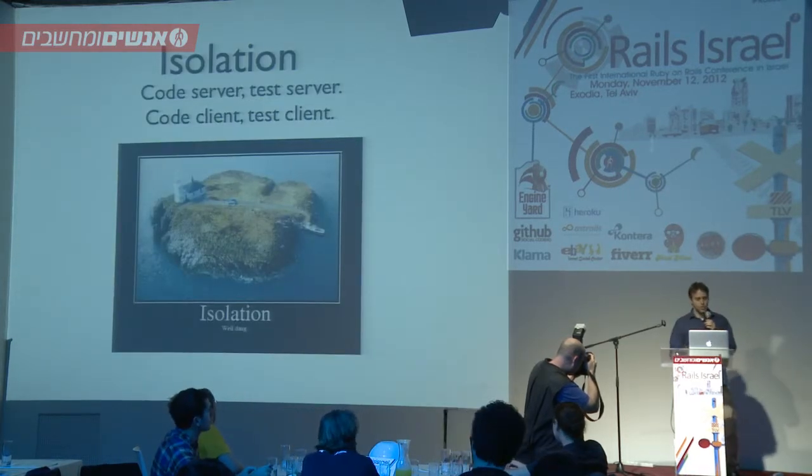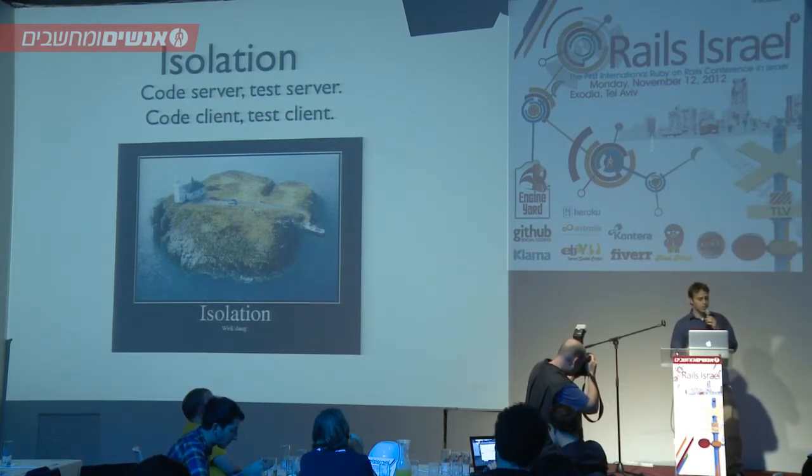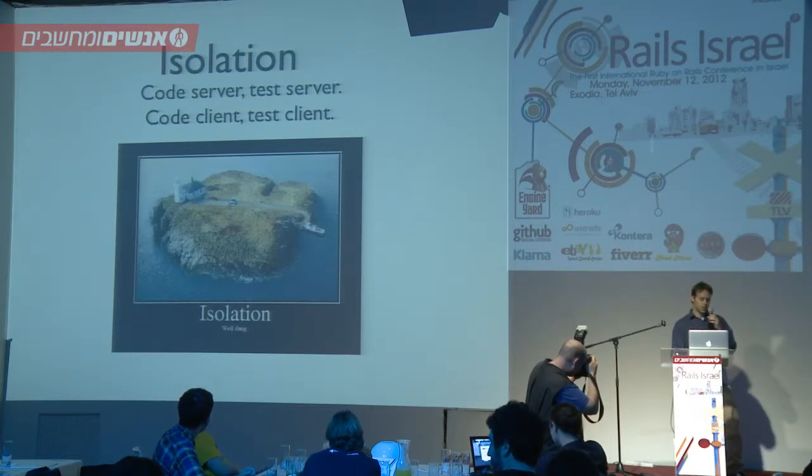The first natural thing you do when you want to code a server is you say, okay, I'm going to code the server. I'm going to test it. You can do it TDD style or whatever, but the idea is you're going to test the server, and then when you build the client, we're going to code the client, test the client, and each one of them we're going to do in their own special little context, right?